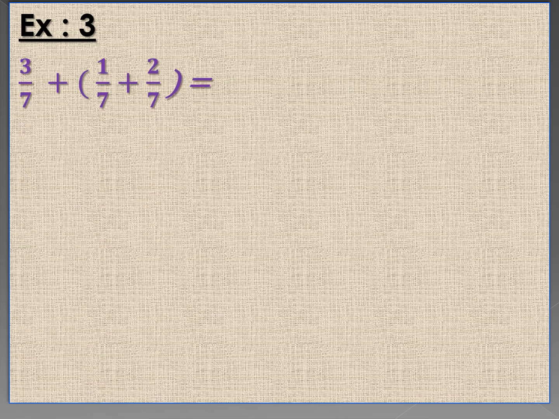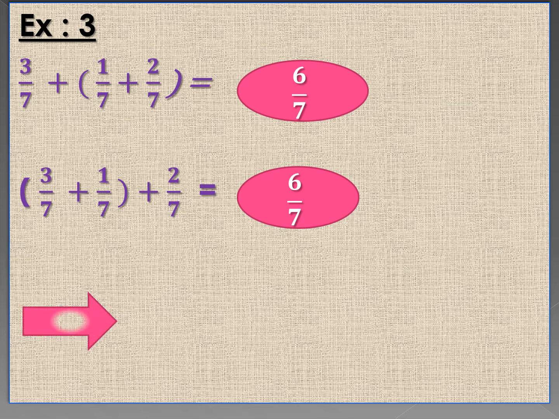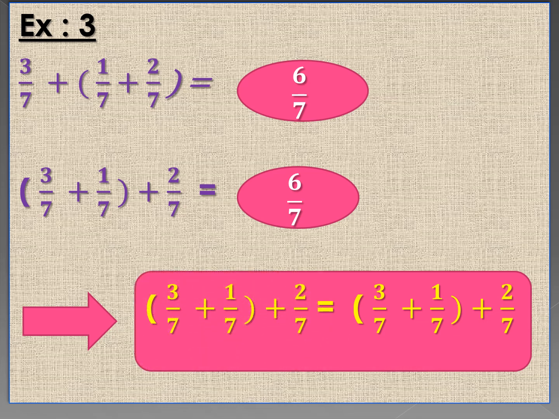3/7 plus 1/7 plus 2/7. We put the brackets over 1/7 and 2/7, so the answer will be 6/7. Now, if we exchange the places of the brackets, 3/7 plus 1/7 inside the brackets plus 2/7, it will also be 6/7. And this is the associative property in addition operation in rational numbers.